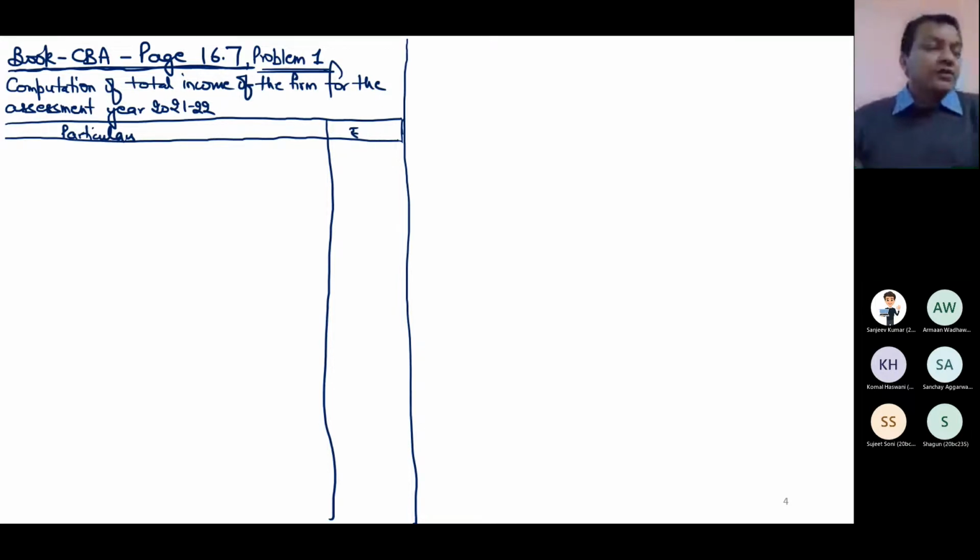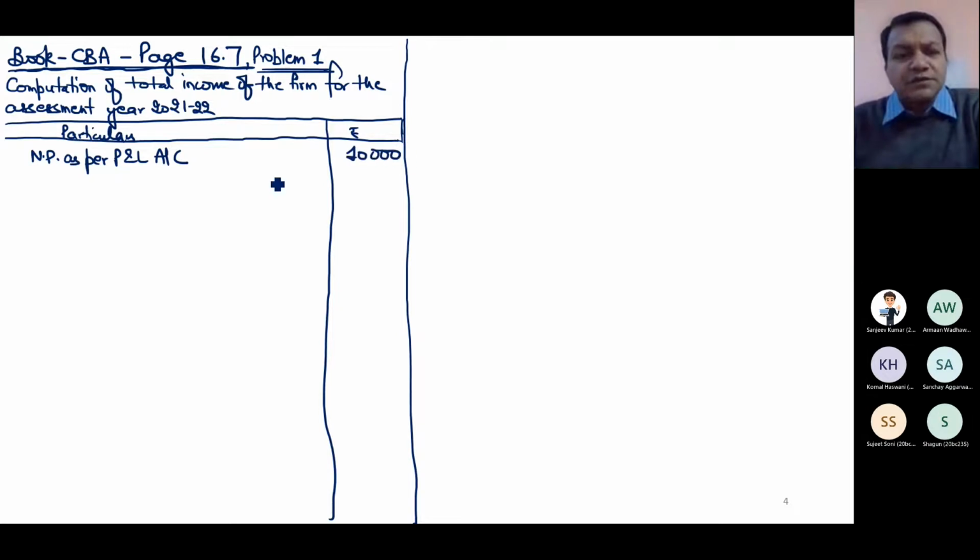So always, now this P&L account is given, it can be on cash or accrual basis. If nothing is mentioned, we will assume that these are on accrual basis. Directly the P&L account is given. So what is the best way? Rather than preparing a new P&L account, why not take the P&L profit as given per that account? Because 80% of this P&L will be true. So why waste the time? This is the reason that we start the question of PGBP in such a way. Net profit as per P&L account, add expenses disallowed.